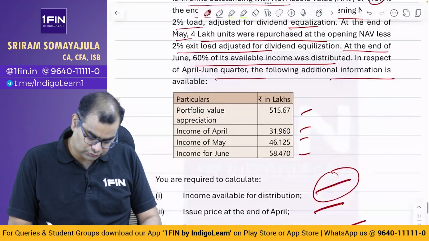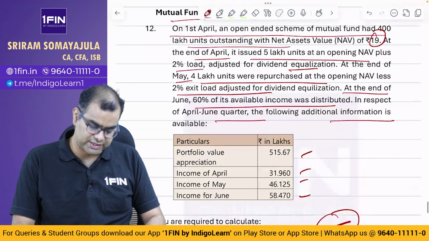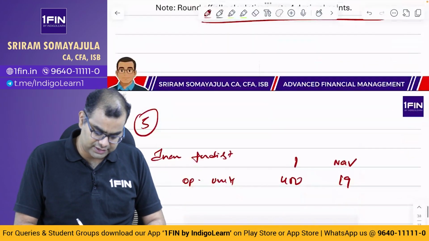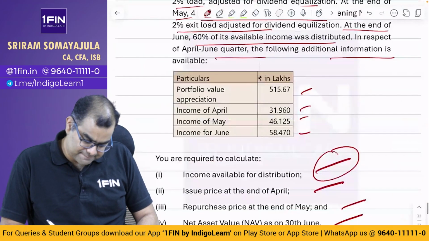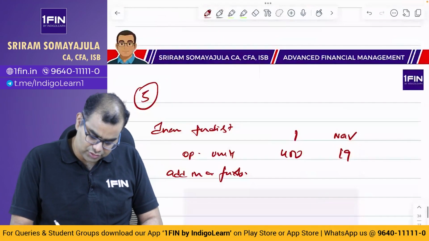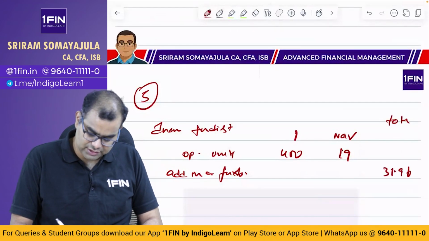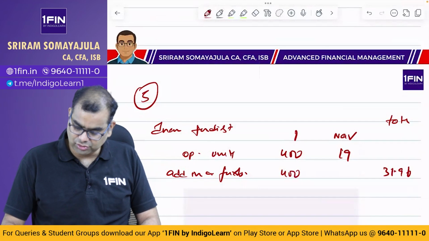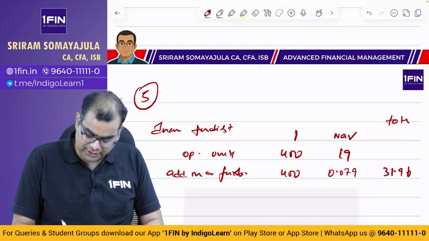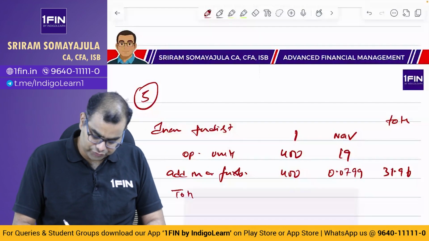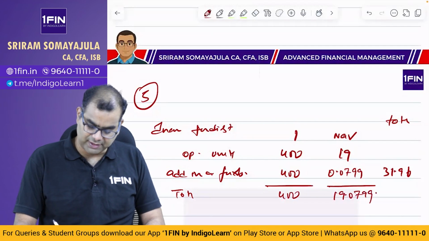Then what do? At the end of April, it issued 5 lakh units at opening NAV plus 2% load adjusted for dividend equalization. So first let us add income for April. What is income for April? 31.96. So total 31.96 for 400 lakh units. So 31.96 divided by 400, you get 0.0799. So total value for the same 400 lakh units is 19.0799. Okay, this is the first part.